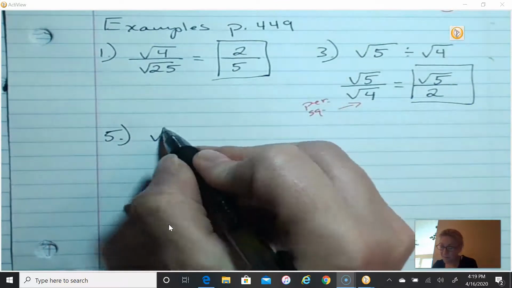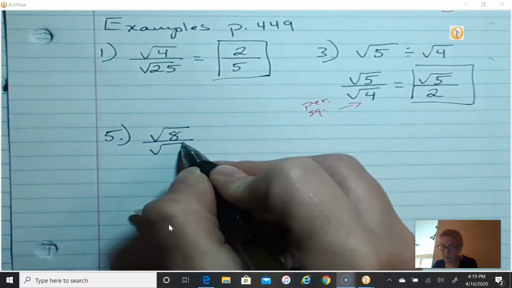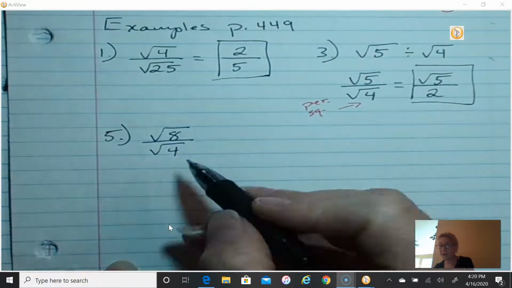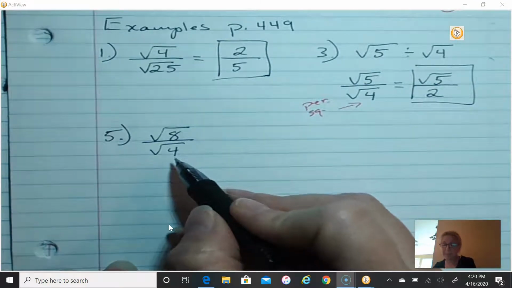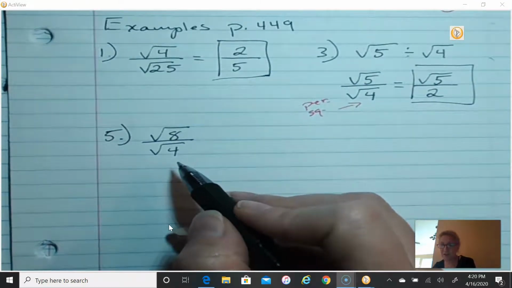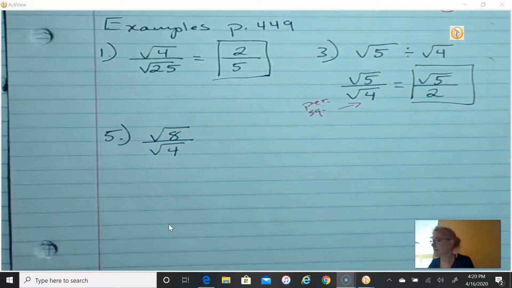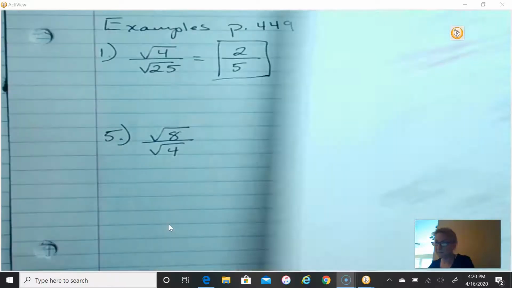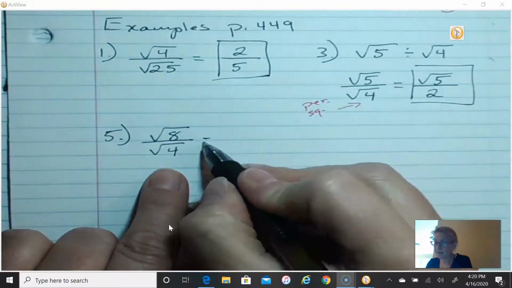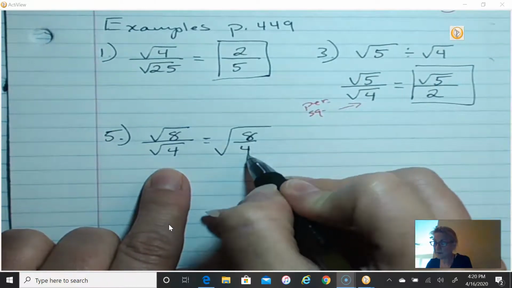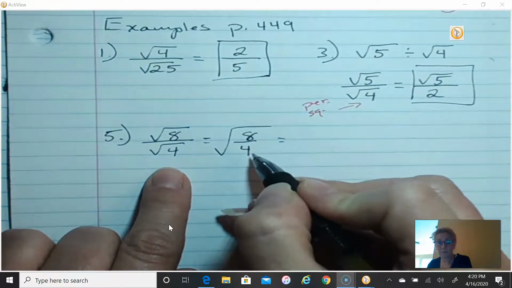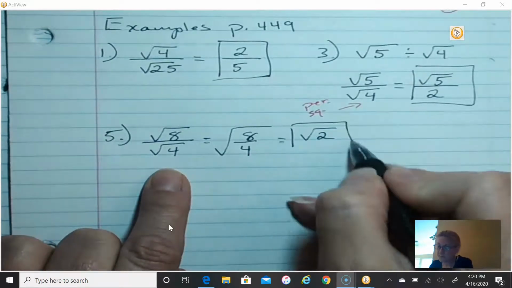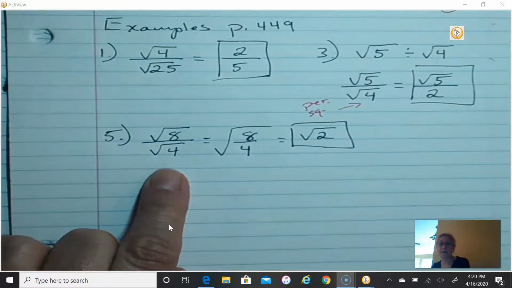5. Square root of 8 over square root of 4. Okay, now watch this. Yes, that's a perfect square. But remember the very first question. Can they be divided evenly? Yes, they can. Look at this. 8 divided by 4, 2. You're done. Okay, be careful with that.